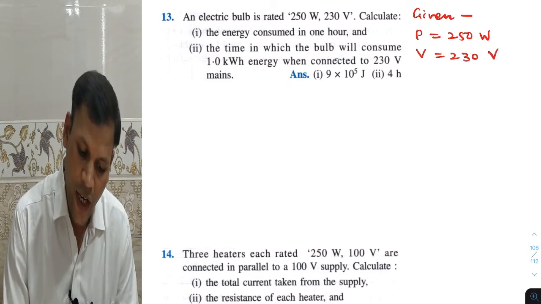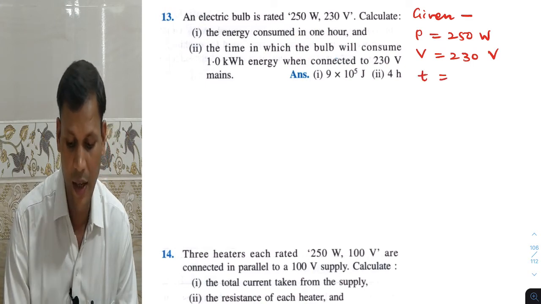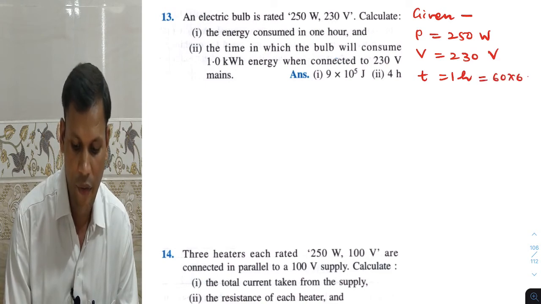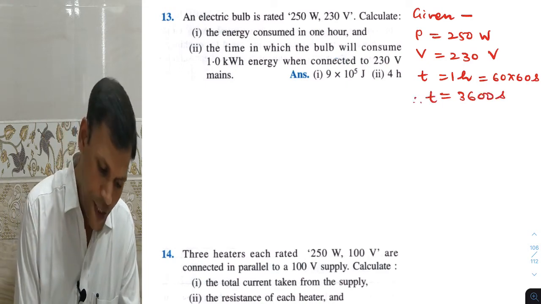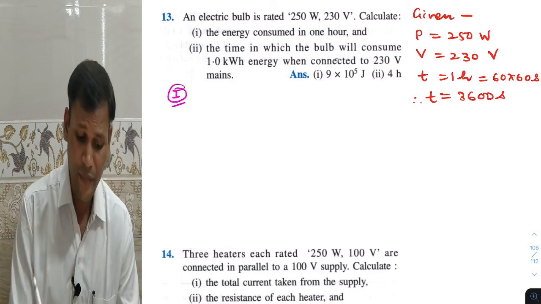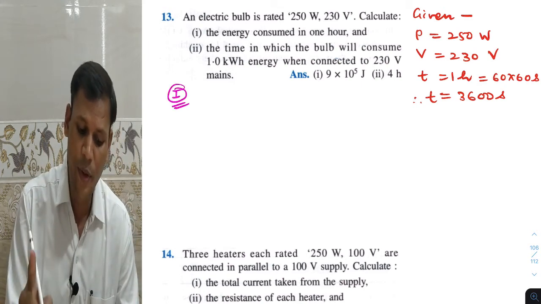Energy consumed in 1 hour. So time is 1 hour. So 1 hour is 60 into 60 seconds, which is 3600 seconds. We got the time. So in the first part, what do we have to calculate? In the first part we have to calculate the energy consumed in 1 hour.